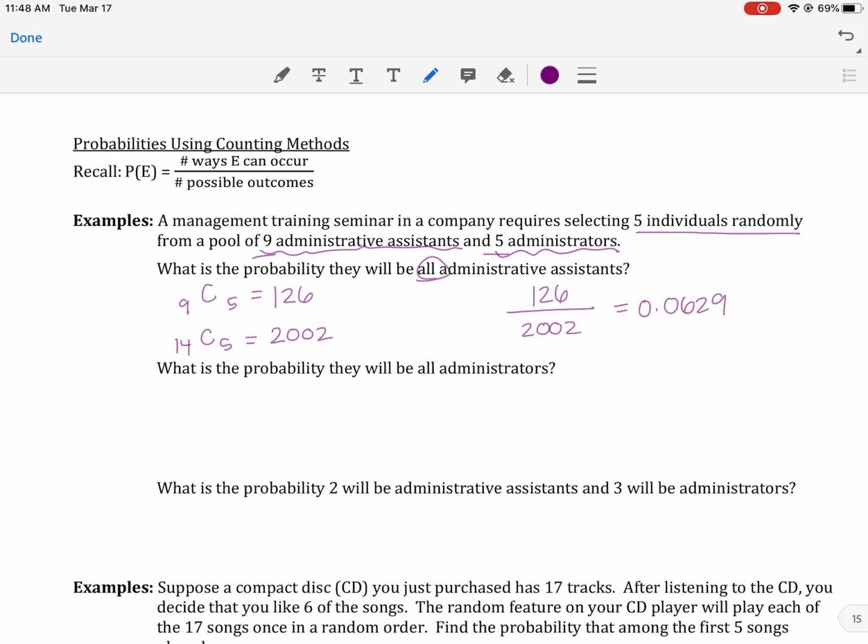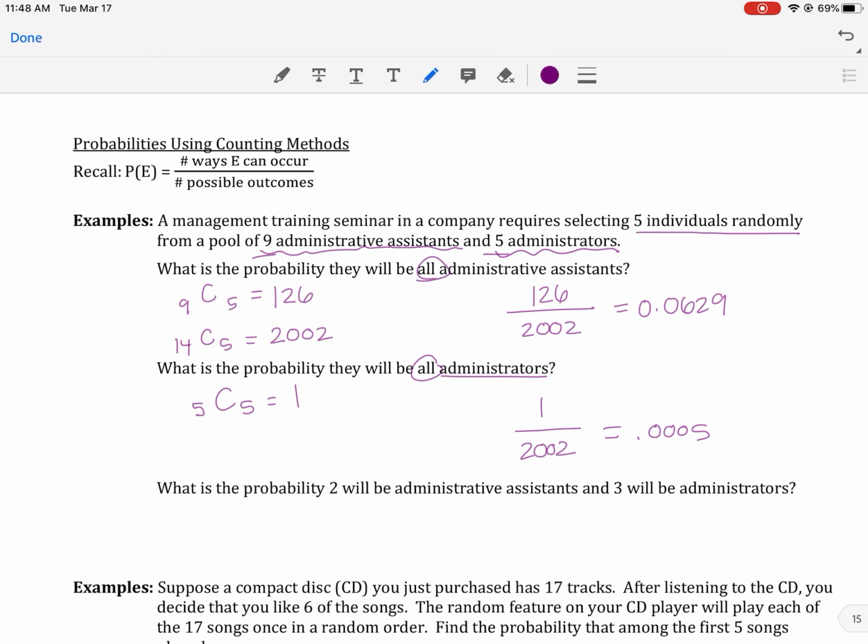Okay, what's the probability that they will all be administrators? So this one, the bottom number should still be the same. We still have 2,002 possible outcomes from all 14 people being represented here. But there are 5 total administrators, and I want to choose them all, so 5 choose 5 actually only equals 1. So 1 out of 2,002 is 0.0005.